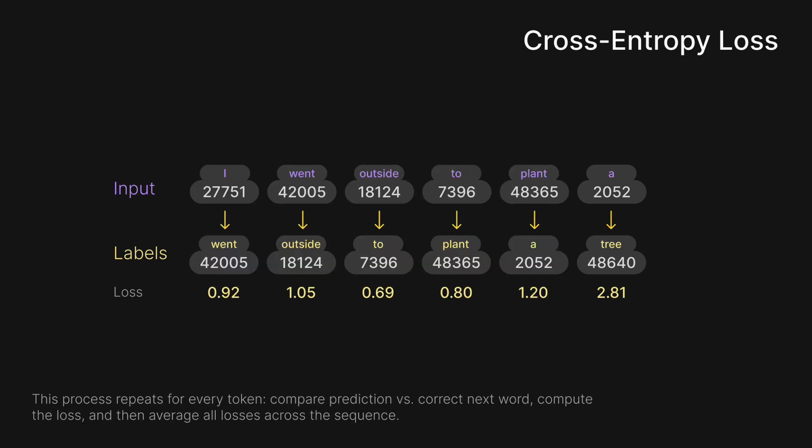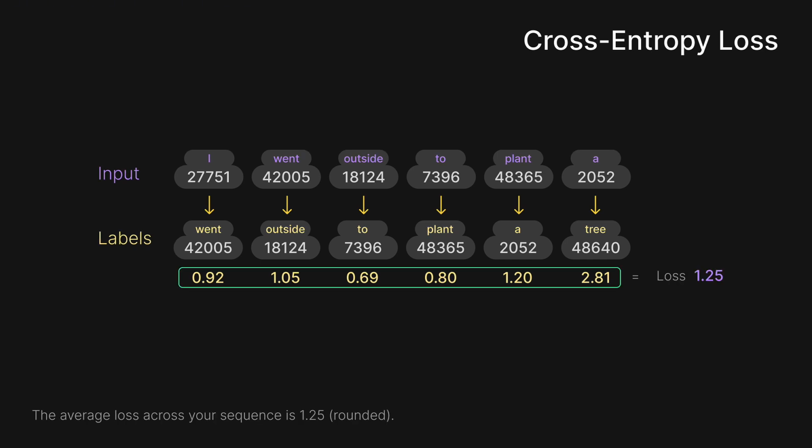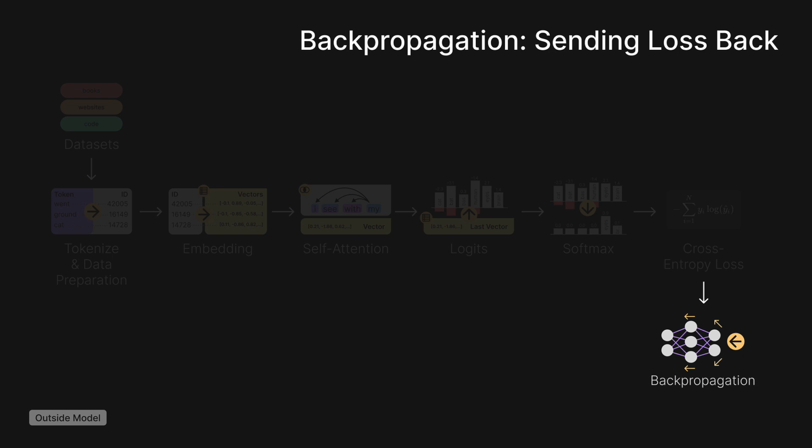But this happens for each one of the tokens, I, went, outside, and to, to and plant, and each one of these individual losses is calculated. And then at the end, once it's done, this is all averaged so that we get the total loss for the sequence. Now, this is the loss that we want the model to look at and correct itself on, and get that loss lower.